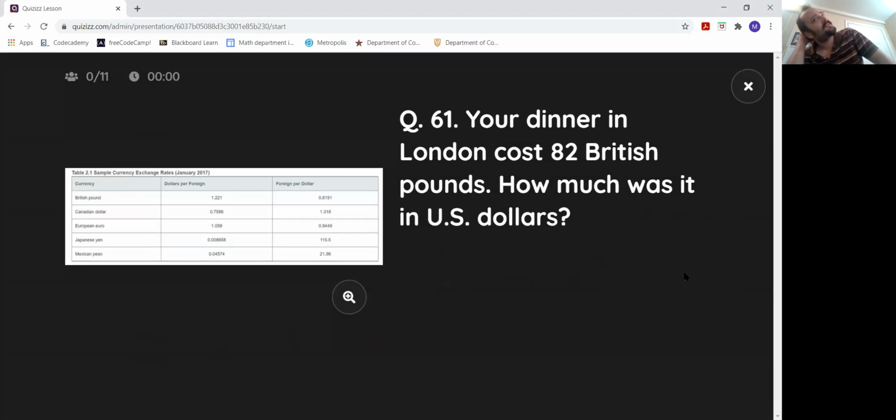Your dinner in London cost 82 British pounds. How much was it in US dollars? So when I have dollars, US dollars, in my answer, I just use the dollar sign. So this one should have a dollar sign since we're talking about US dollars. There are basically 2 different ways to get this number.